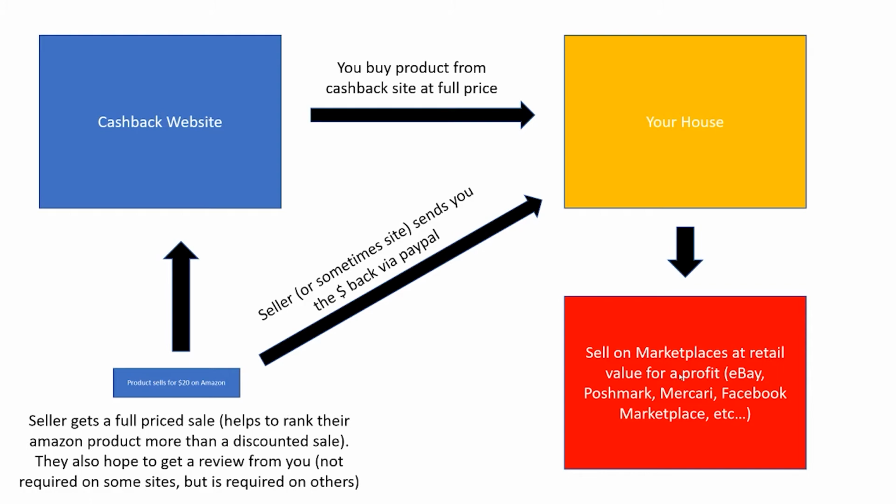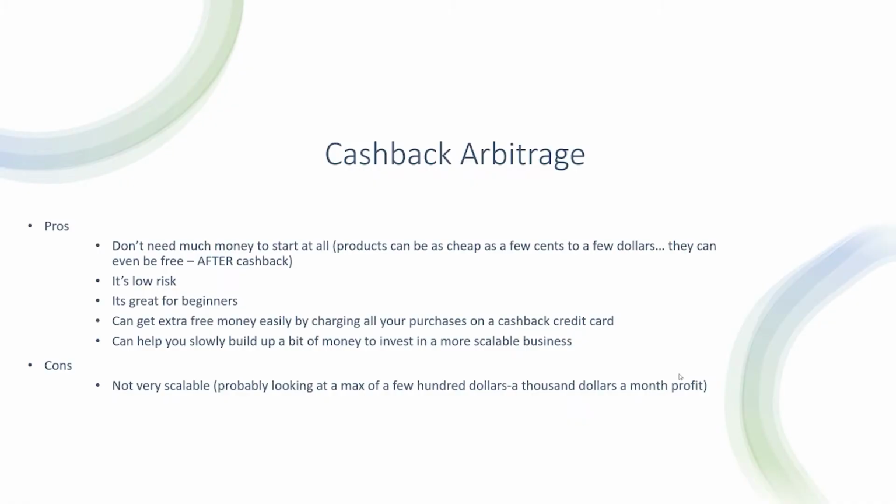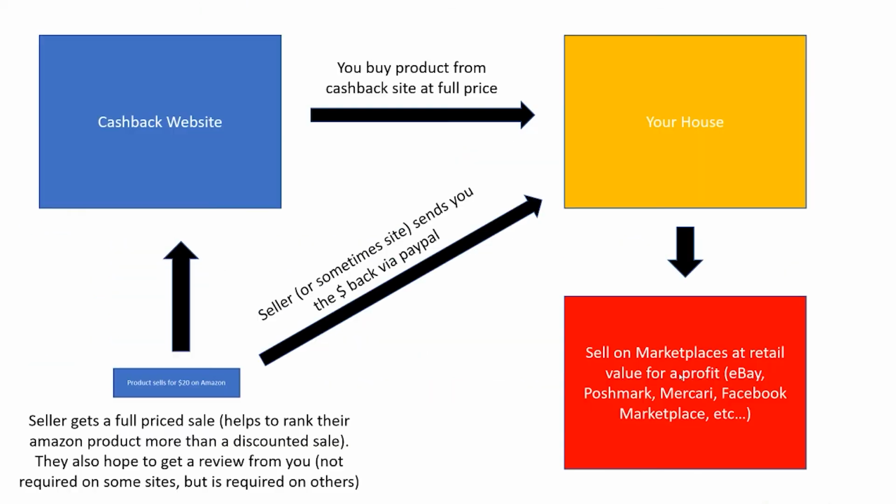Now, some of the pros and cons of cashback arbitrage, well, some of the pros are that you don't need much money to start at all. It's very, very similar to coupon arbitrage because products, again, can be as cheap as a few cents to a few dollars, and they can even be free after the cashback, obviously, right? Because like with coupon arbitrage, you only need to spend like $1 or $2 potentially, and sometimes even less, to buy the product outright. You're going to need the money to spend initially, but you will get that money back.